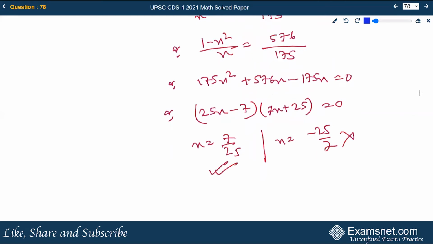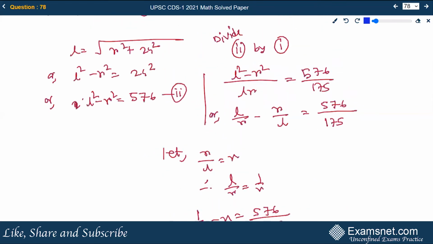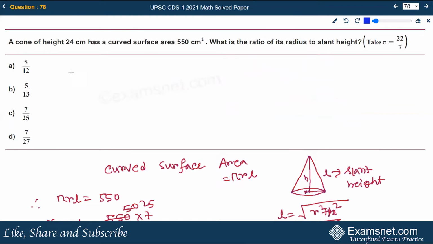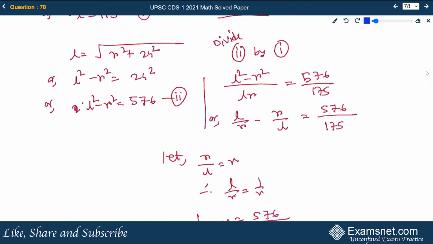So we'll take the positive value here. Therefore, r by L is 7 by 25. So we can say r is to L as 7 is to 25. This is the answer here, 7 is to 25 or 7 by 25. Option C is the correct answer here. Please have a look at the entire solution again.